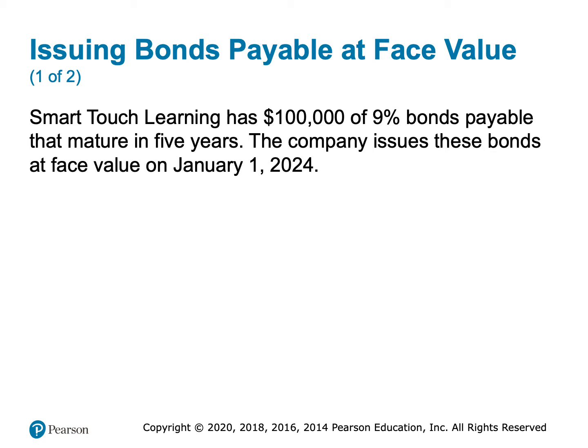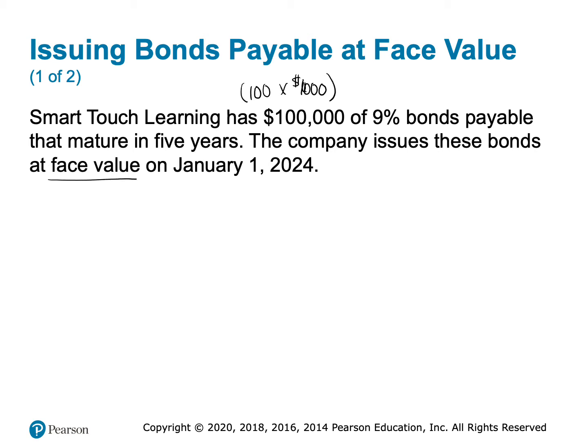So here we are, Smart Touch Learning. We have those $100,000 of 9% bonds. So that really means there's $100,000 of bonds, but we're talking about them collectively, so there's $1,000 bonds that make the total of $100,000. They mature in 5 years. These bonds are issued at face value.